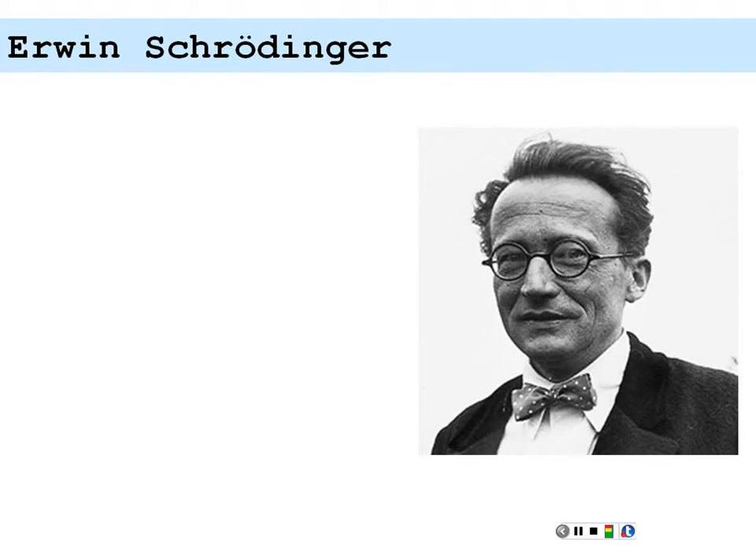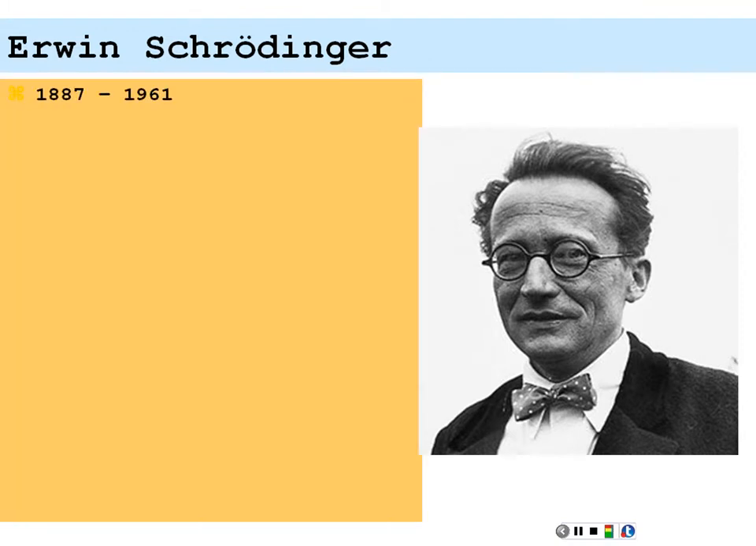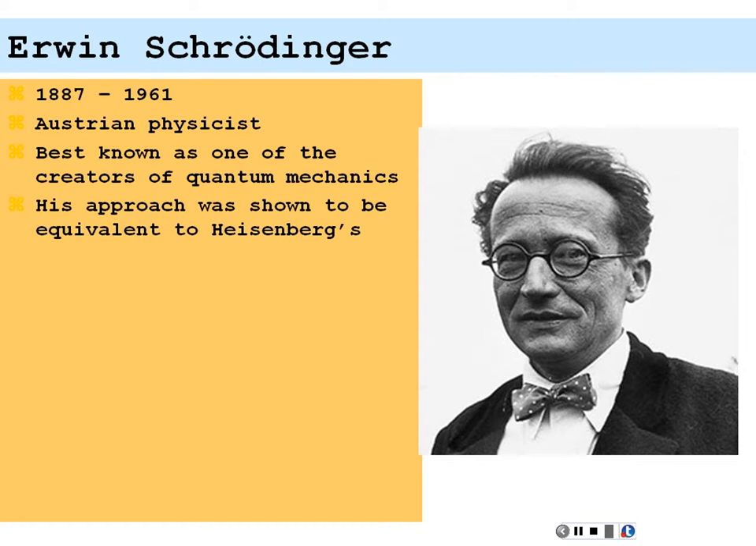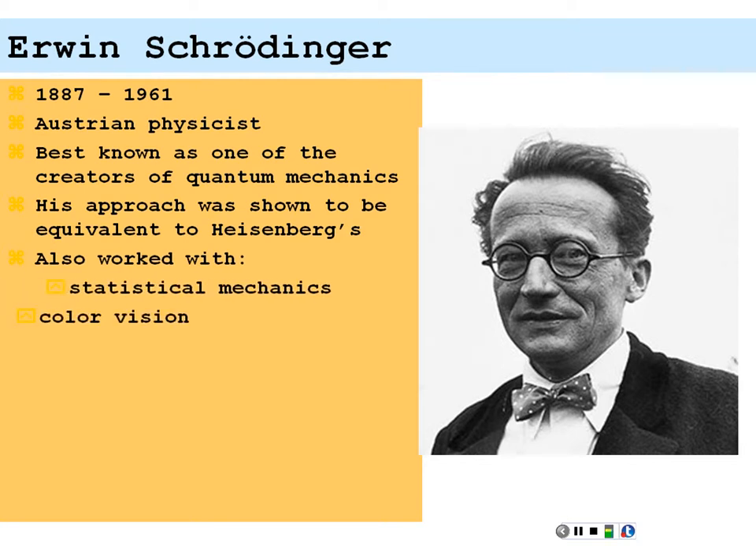This is the last lecture of this Physics 218 course. Erwin Schrodinger, 1887 to 1961, Austrian physicist, best known as one of the creators of quantum mechanics. His approach was shown to be equivalent to the Heisenberg uncertainty approach. He also worked with statistical mechanics, color vision, and a little bit with general relativity.